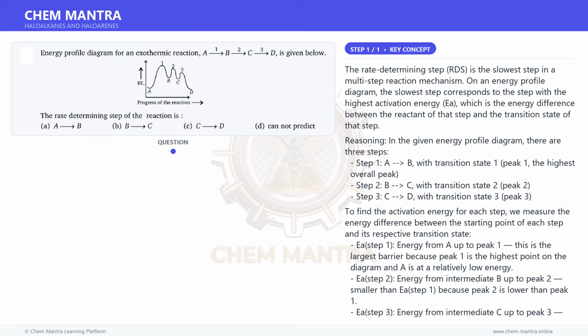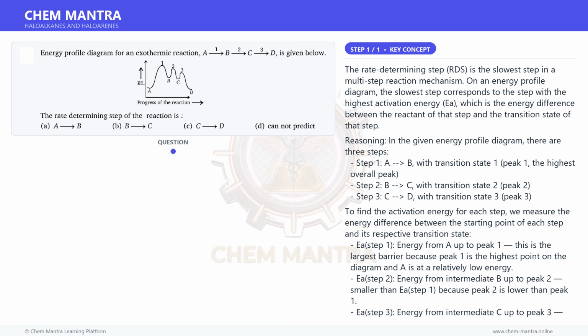The rate determining step, RDS, is the slowest step in a multi-step reaction mechanism. On an energy profile diagram, the slowest step corresponds to the step with the highest activation energy, Ea, which is the energy difference between the reactant of that step and the transition state of that step.